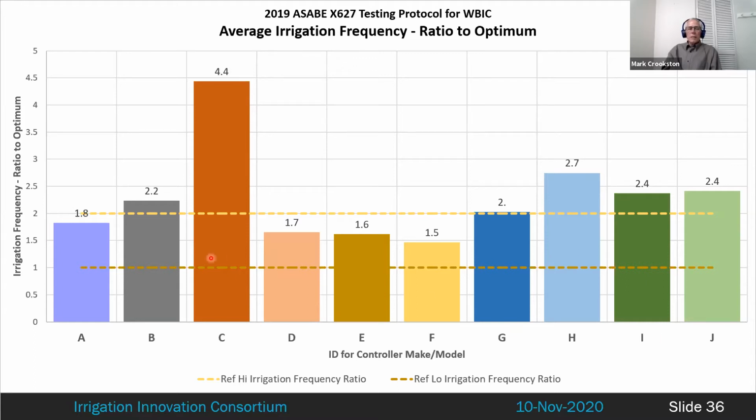Controller C, although it performed very well in most other categories, notice that it's irrigating 4.4 times the optimum. And it's constrained because it requires weekly scheduling of irrigations. And it also only has 3 scheduling programs in the controller to work with for all 6 zones. So this will prove interesting later on because it did perform well in all other categories, but this was one that would be totally missed in test protocol number 1.